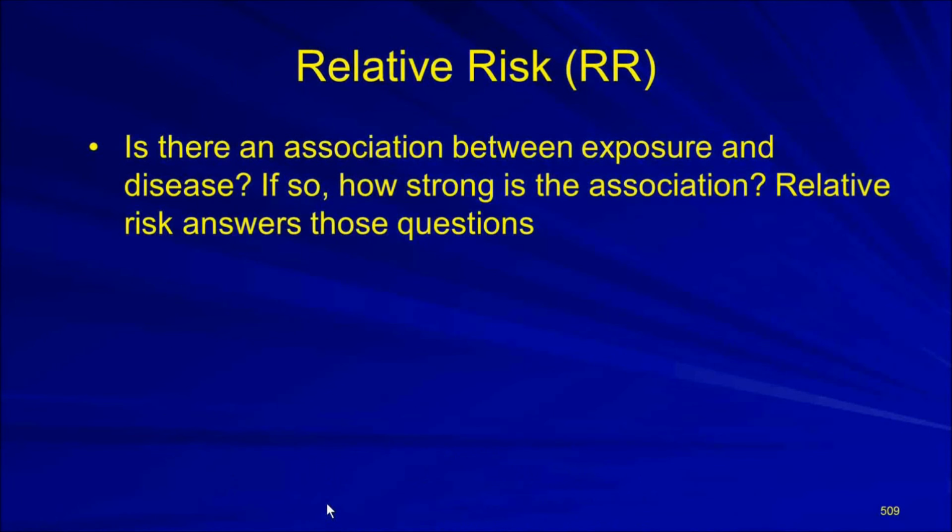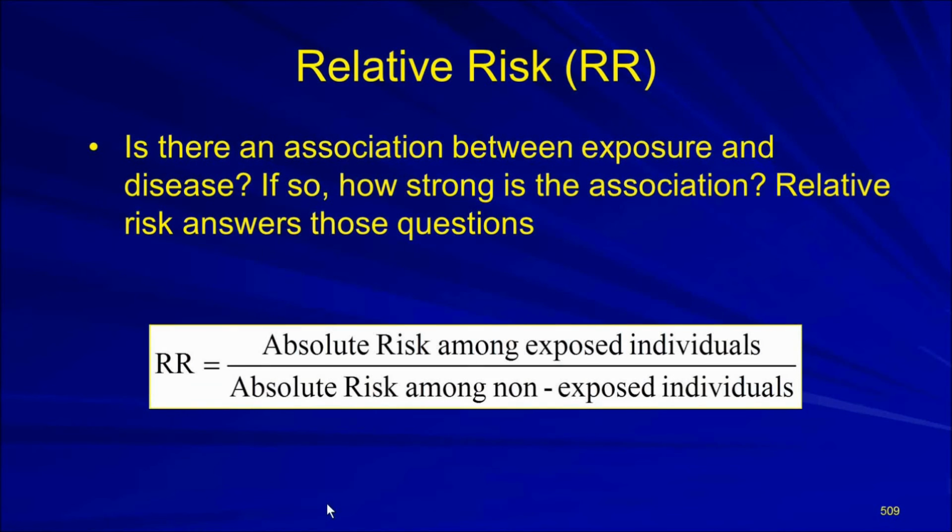Okay, relative risk. We ask, is there an association between exposure and disease? If so, how strong is the association? And relative risk answers those questions. So if we look at absolute risk, you know that's the incidence rate among the exposed group, and absolute risk or incidence rate among the non-exposed group. It's a very simple statistic, right? There's nothing particularly complicated about it. It's just simple division. Okay?